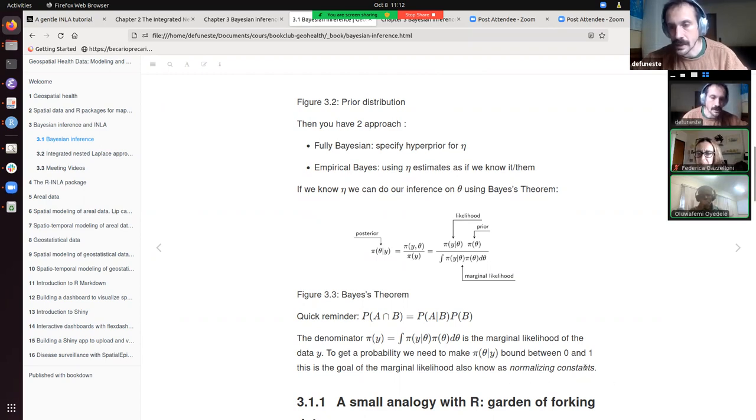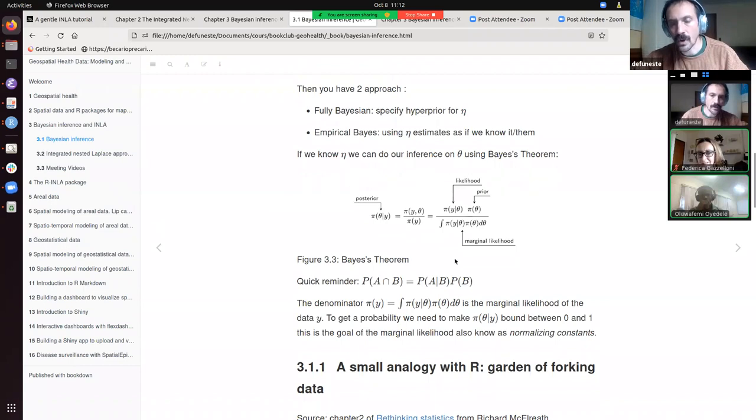Why is it a constant? Because it doesn't change according to theta, it's free from theta. We will have an example later, but we are summing over all the options. So whatever the value of theta, because we are summing over all the options, it's a constant.